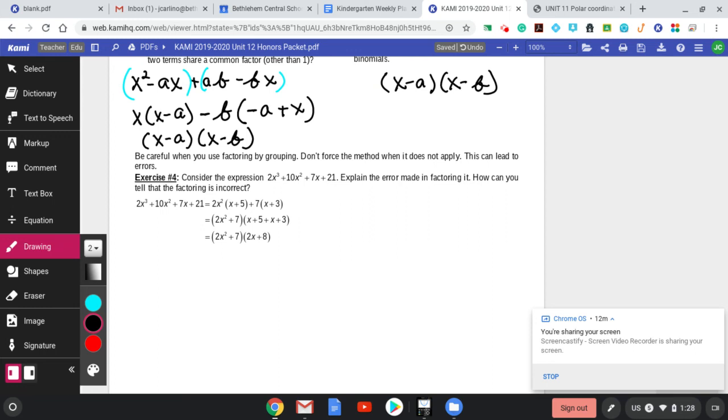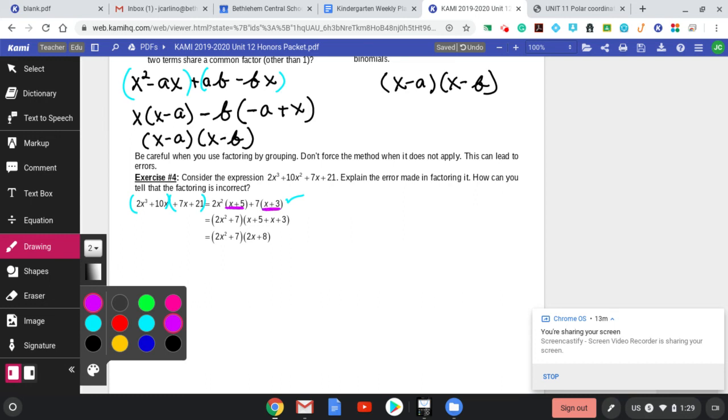Somebody made an error factoring this. Let's see if we can figure out the error. Okay, so it looks like they grouped the first two and the last two, right? First two, last two. They took out a 2x squared. That looks good. They took out a 7, so this first step is good. Okay, next step. There's the problem. What happened? There's no GCF here. What's inside is not the same. Everyone see that? All right. How can you tell that this factoring is incorrect? There is no GCF to take out.